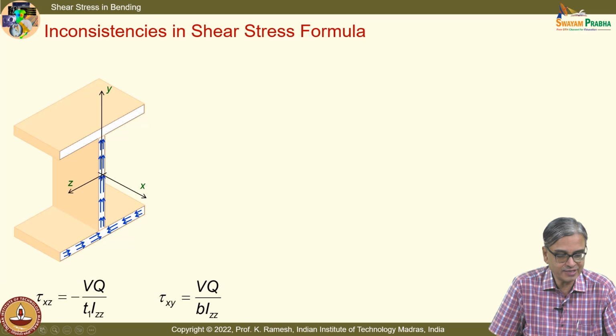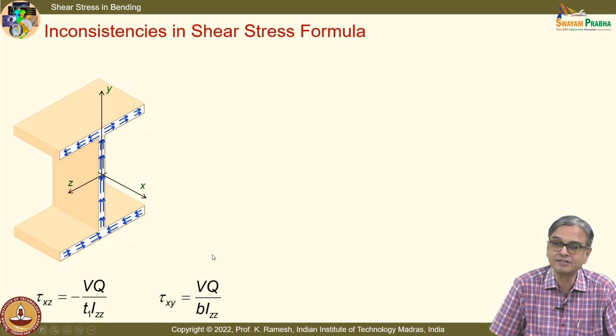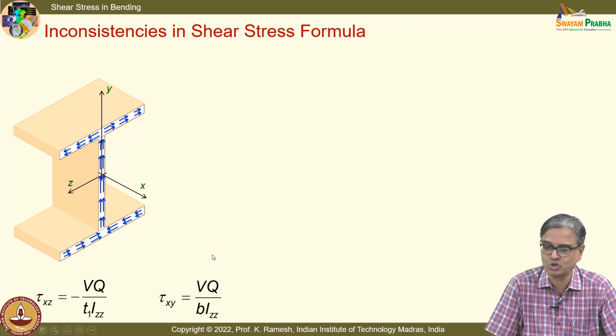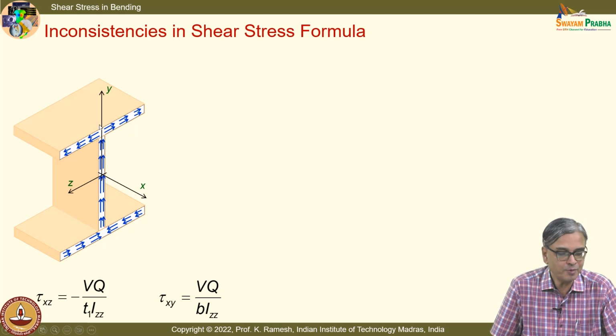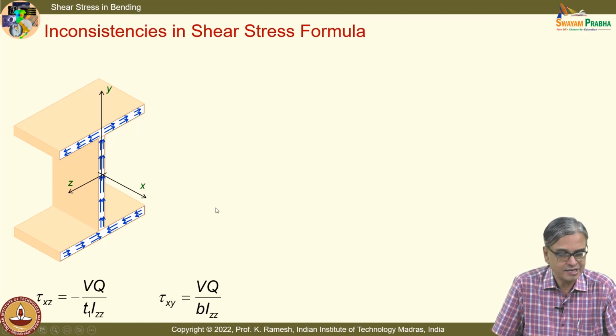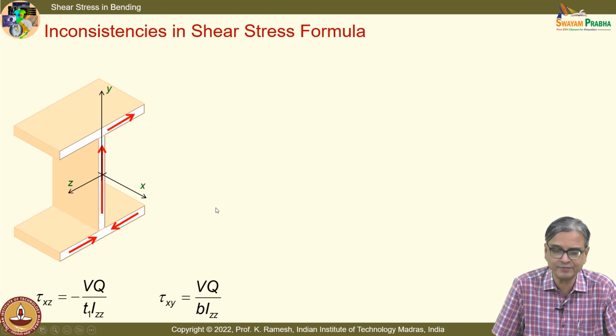Tau xy is given as VQ by b Izz. So, I have this and it gets separated out. This kind of picture you will see in the books also. And the important discussion is you have a junction here, these junctions, where there are inconsistencies in our expressions. Okay, recognize the inconsistency, and do it with care.